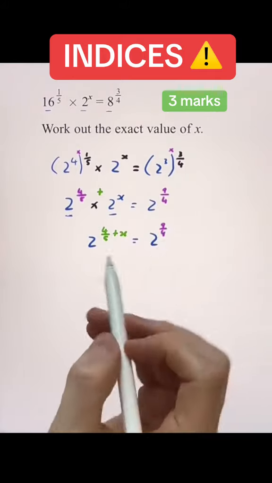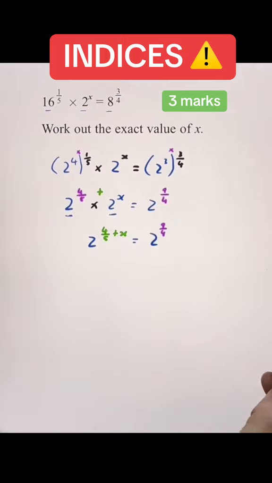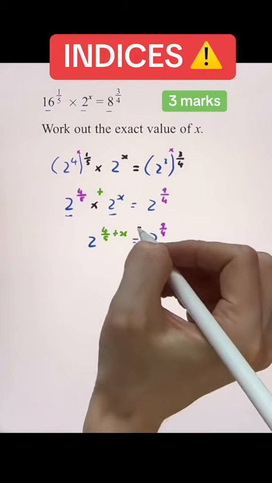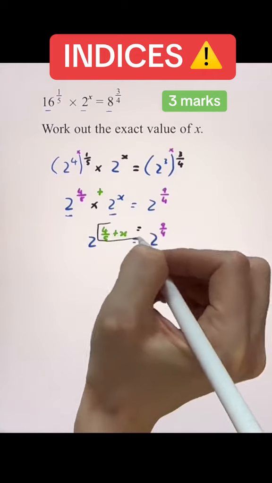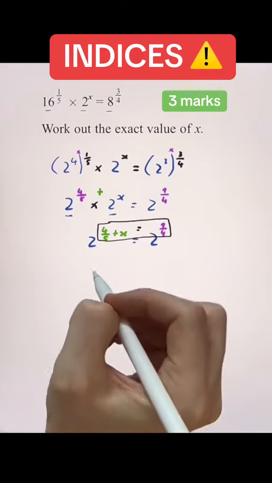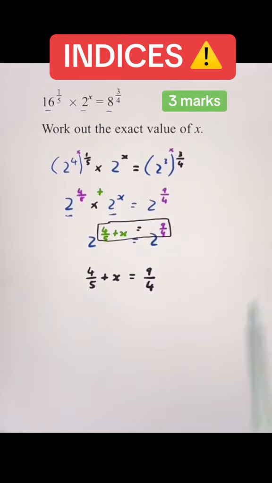Now that I've got the same base on both sides, a base of 2, I can just equate the powers. So therefore it's going to be a linear equation, and I'm going to have 4/5 plus x equal to 9/4. As I'm solving for x, I want to get x by itself.